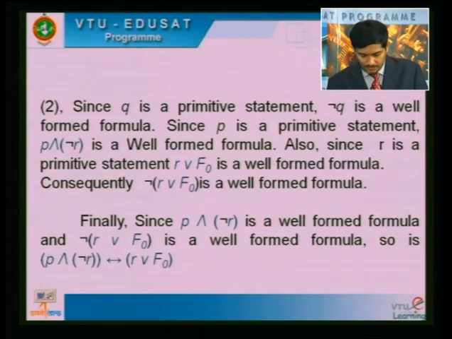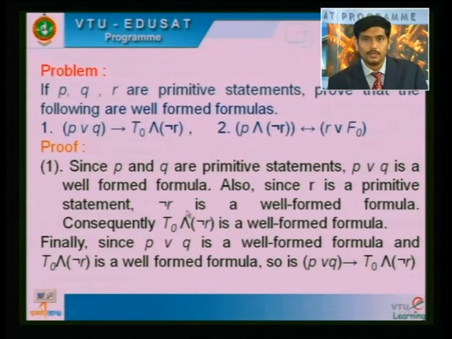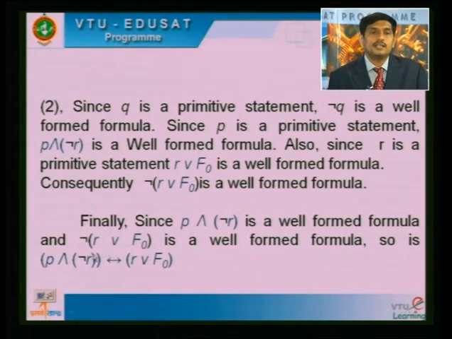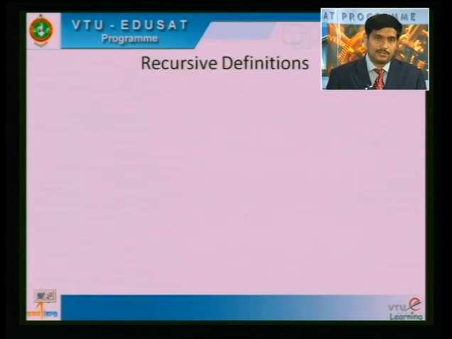Finally, because we are choosing both left and right, since P and negation R are on the left-hand side, this is also a well-formed formula, and negation of that is also a well-formed formula. Then the conditional and the biconditional are also well-formed, so this statement is a well-formed formula. These are some ways of checking well-formed formulas.